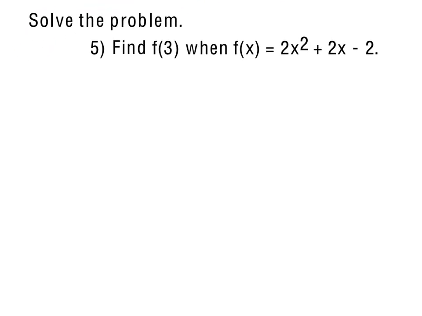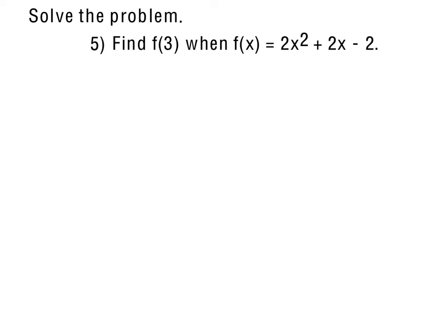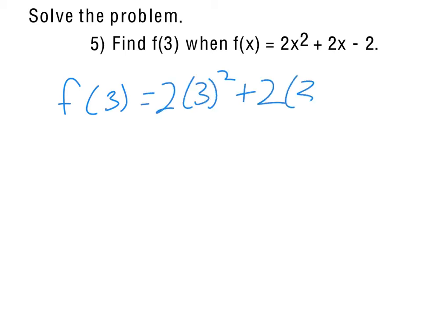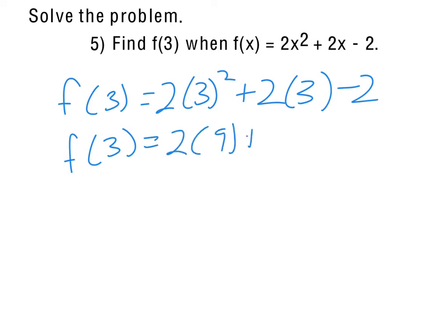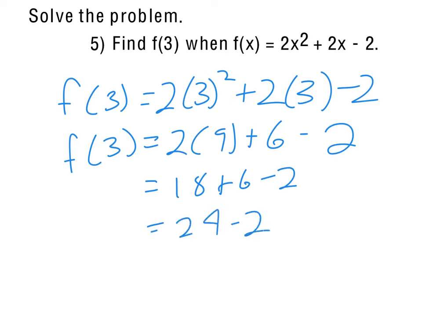For this next one, we want to find f of 3. So all we do there is we simply plug a 3 in for every x that we have, and we evaluate. So what we would be looking at here, of course, 3 squared is 9. 2 times 3 is 6. Oops, that's supposed to be a 2 still. So we end up with 18 plus 6 minus 2. So 24 minus 2. So f of 3 is 22. That's the answer we're looking for.